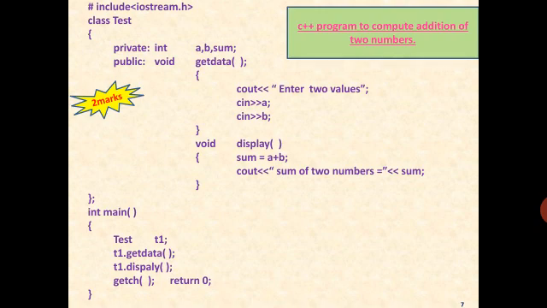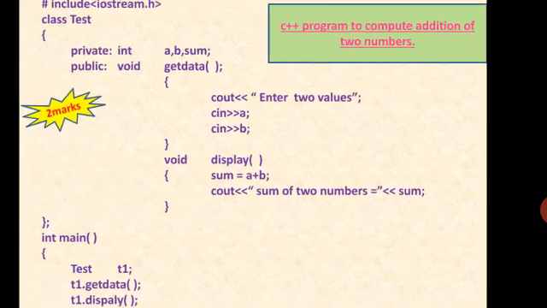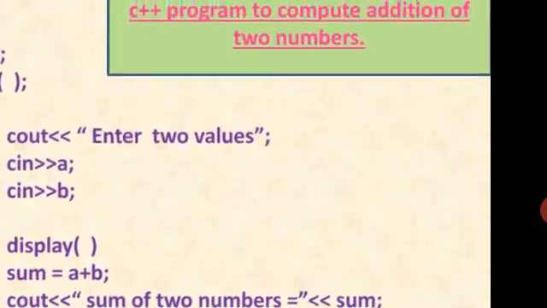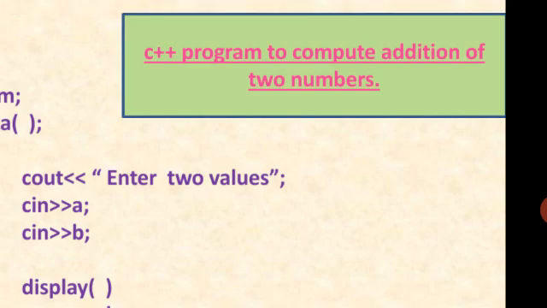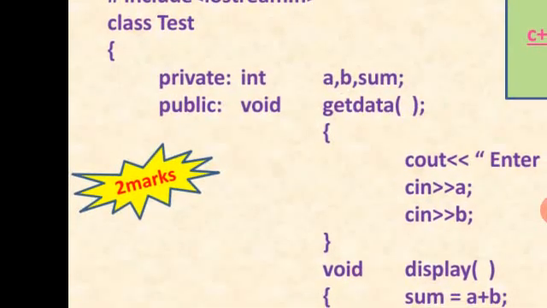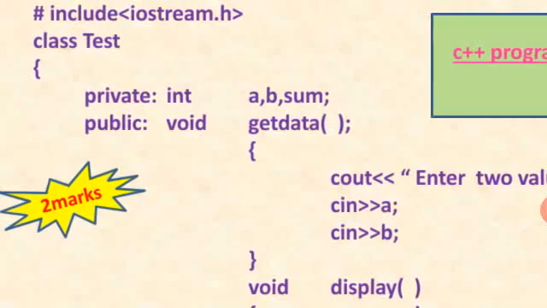Let us consider one simple example. This example is important for 5 marks. When they ask a question for 5 marks, we must write the 3 syntaxes and then we have to write the example. So here we have taken the example: a C++ program to compute the addition of two numbers. We have to add the two numbers. How to do that? Let us write our C++ program.